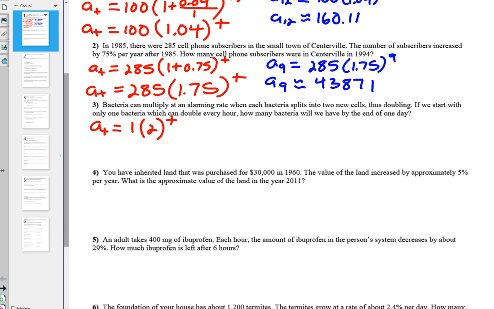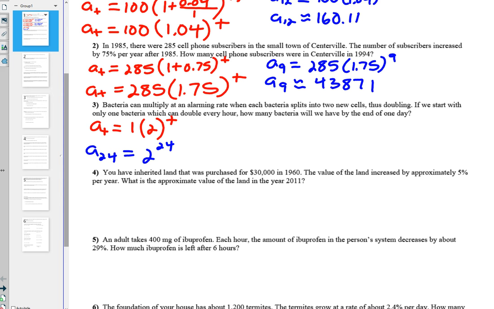Now we're measuring time by the hour. This is doubling every hour, and we want to know how much we're going to have at the end of 1 day. So what is the time going to be that I plug in? How many hours are there in a day? 24. So it's 2 to the 24th, I don't need the 1. And that's going to be huge.